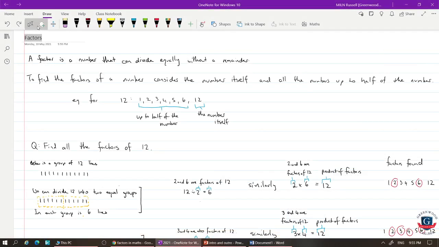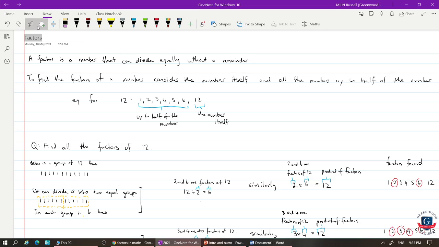Hi everybody, we're going to have a look at factors. So a factor is a number that can divide equally without remainder. Now to find a factor is a bit of a palaver, but let's see if we can find a way that makes sense. So first of all, to find factors of a number, consider the number itself and all the numbers up to half of the number.